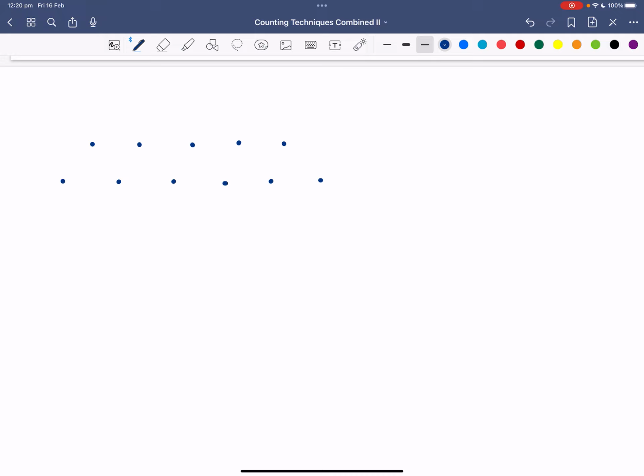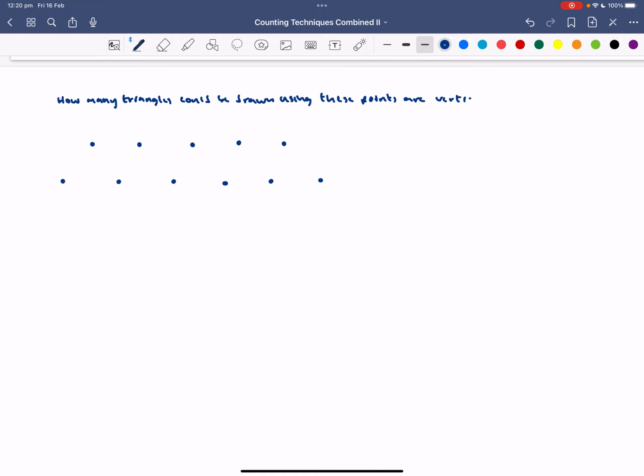Okay, so same question, except rather than 15 points lying randomly such that none are collinear, I've got a few dots here and a few dots here, and my question is, how many triangles could be drawn using these points as vertices?